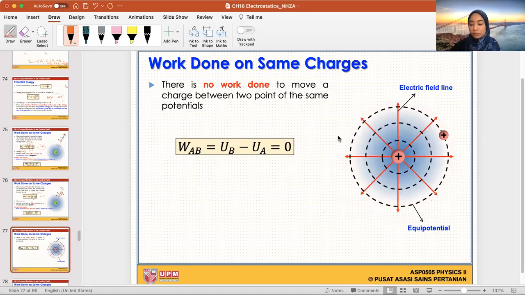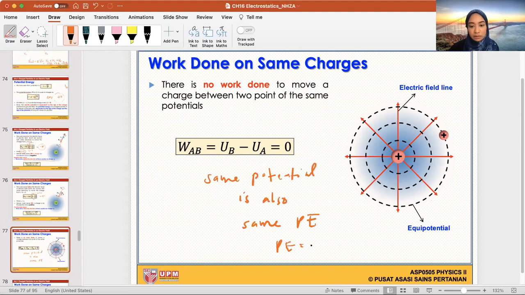Okay, there is no work done when we move across the same equipotential because it's the same voltage. Same voltage means same potential energy. Sorry, same potential means also same potential energy. Let me write that down because it's kind of confusing. Same potential is also same potential energy, because PE is made up of potential. PE is QV. If V does not change, QV does not change.